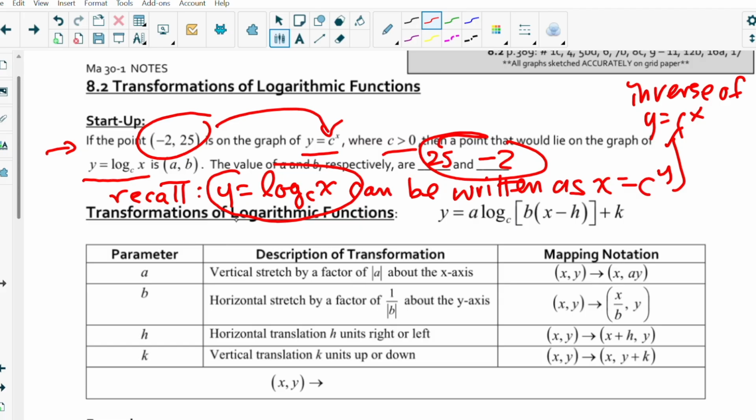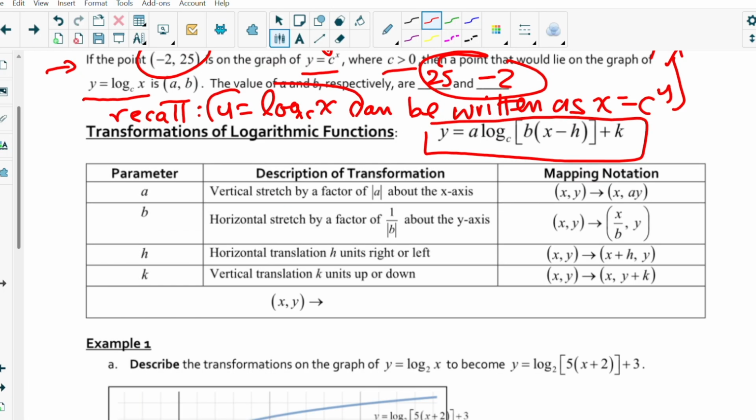Just remembering that the logarithmic functions are inverses of their exponential form. Transformations of logarithmic functions. So, review chart here. Here's the general transformation model for logs: y equals a times log base c of [b times (x minus h)], plus k. So this should look super familiar from when we did exponential transformations and generalized function transformations in unit 1.